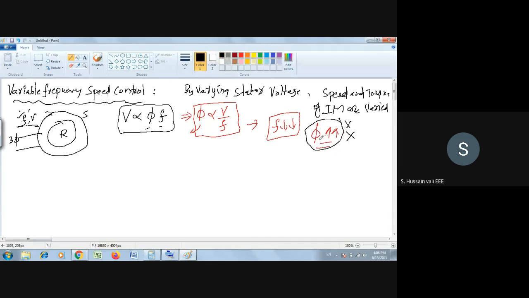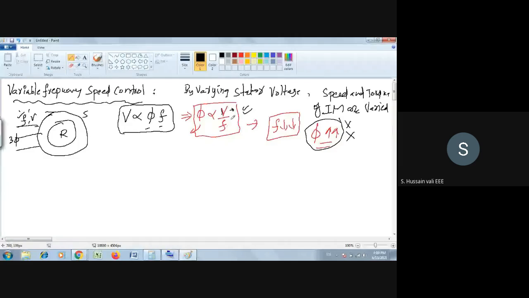Why is it so? From this equation, if you decrease the frequency, it shows very clearly, because the voltage, what is this voltage now? The voltage you are getting directly from the source. So that voltage is constant. Generally that voltage is constant unless you have some converter. In general, the supply voltage is constant. So if the supply voltage is constant and you decrease the frequency, the flux increases.